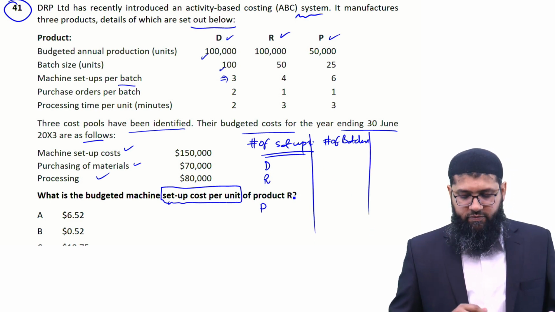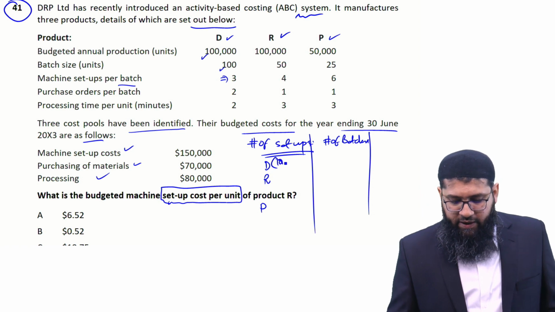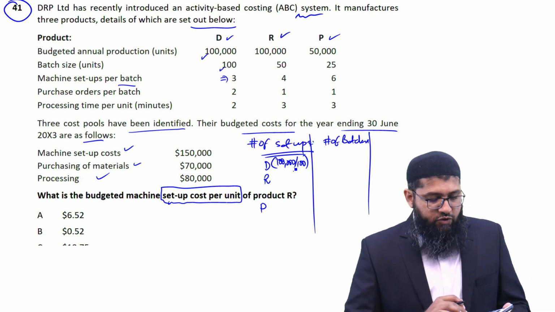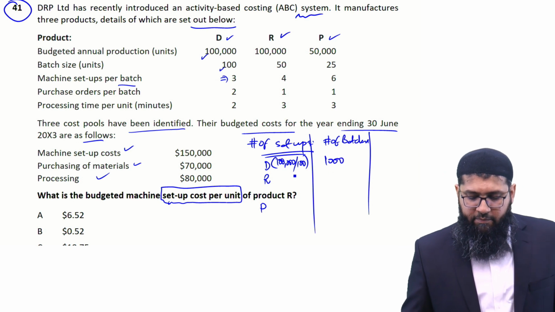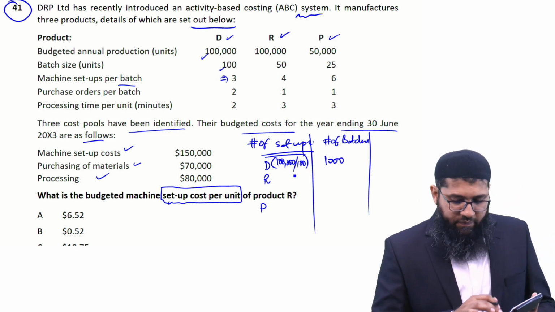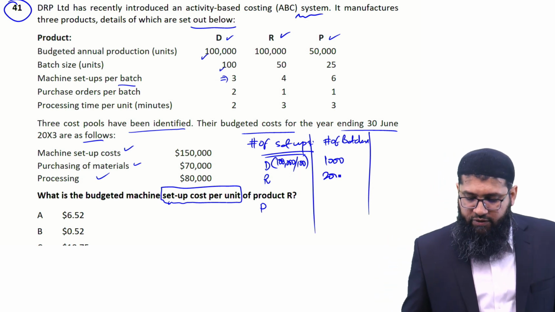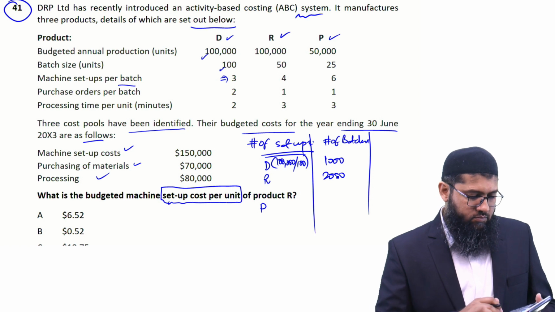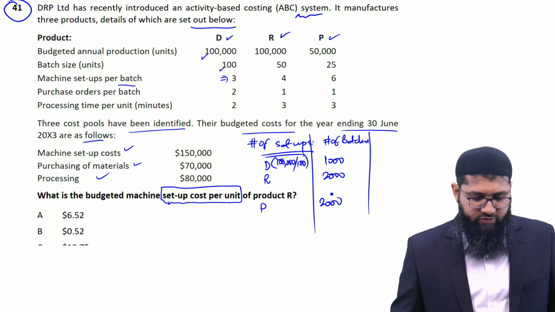Number of batches. If I talk about number of batches, it's gonna be 100,000 divided by 100. So you've got 100,000 divided by 100 gives you 1000 as the number of batches. Then 100,000 divided by 50 gives you 2000 batches. Then 50,000 divided by 25 gives you 2000 batches.